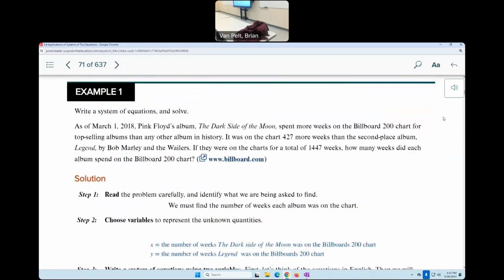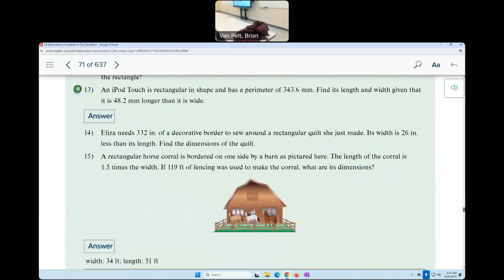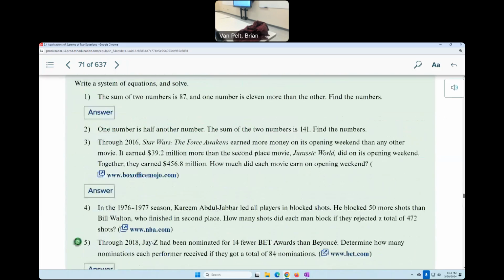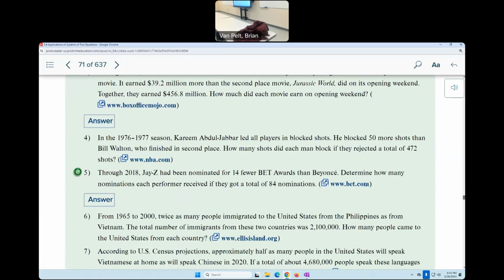So I think there's 4 main types of problems. We'll try to do at least one of each. General quantities. All right, let's grab something in here. Perfect. Number 4.